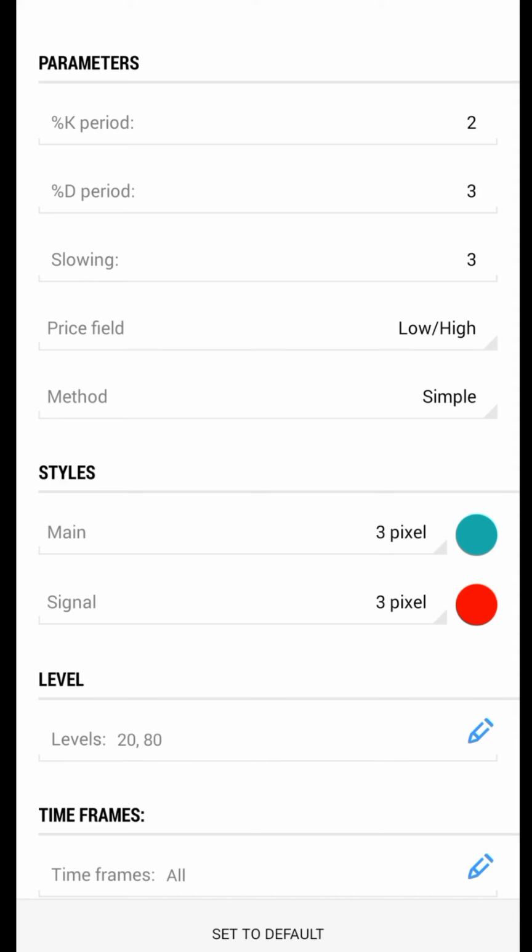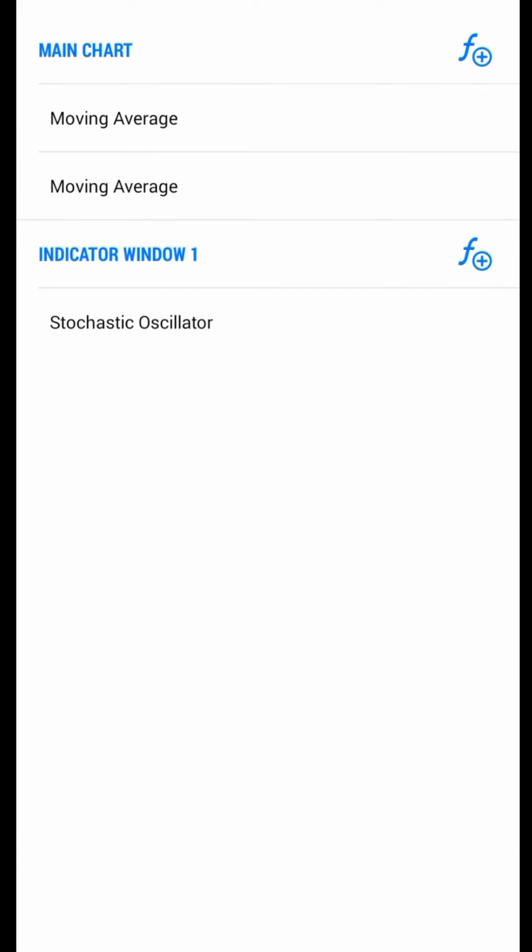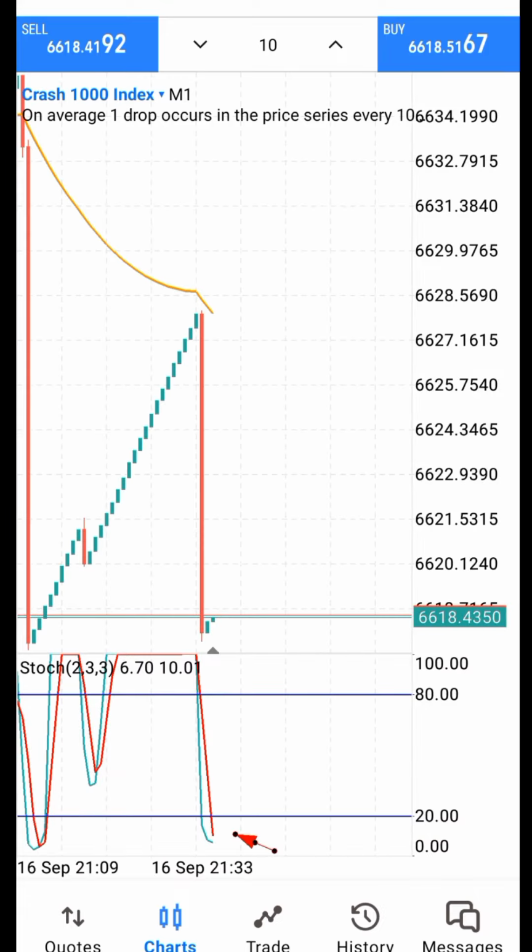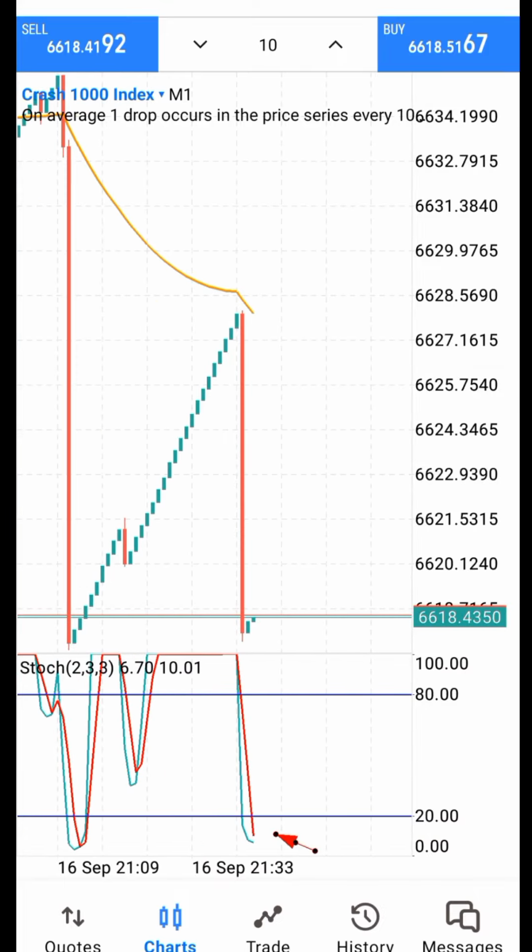What did I change here? It's just the K period. You change the K period. I think the default number is 200, so just change it to 2. Then leave other settings like that, then click on done. That is all. We should be getting our signal. So I'm still waiting for the signal. So let's see after the close of this candle.